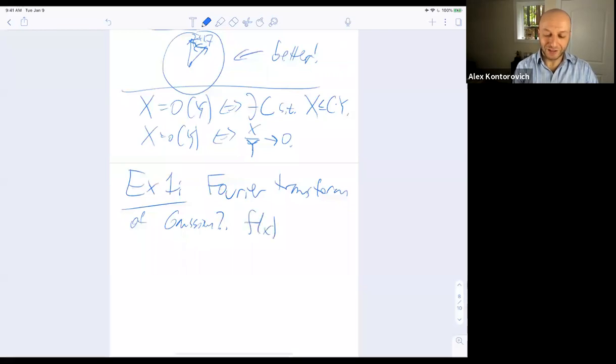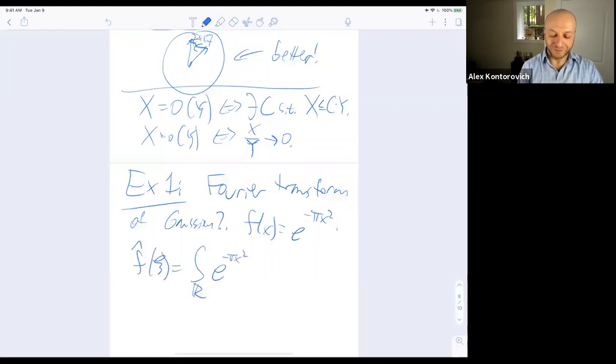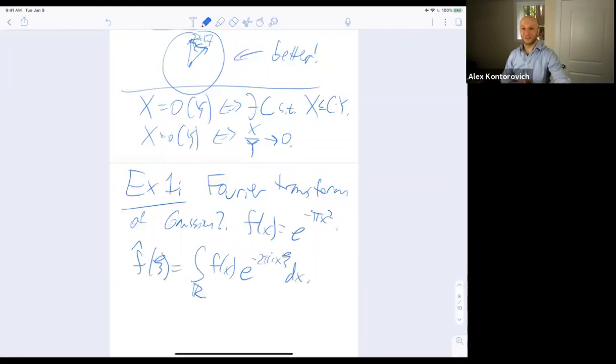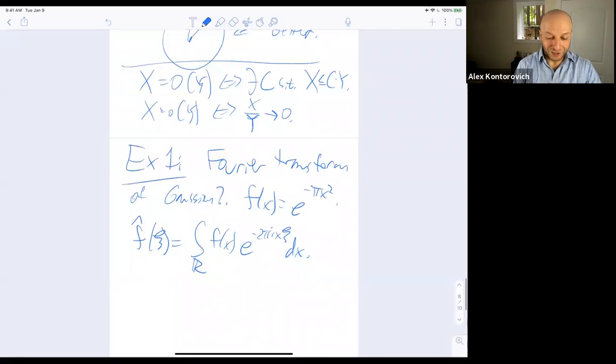The Gaussian, f of x, there's a variety of ways of normalizing it. I'll take that to be the Gaussian, e to the minus pi x squared. And by Fourier transform, I mean f hat of xi, which is, for any f, the integral over the reals of f of x e to the minus 2 pi i x xi dx. So that's a Fourier transform. I want to compute this integral. This is an integral that you could have been given in, I don't know, grade school, maybe, if someone was mean and didn't give you all the tools that you needed to solve something.